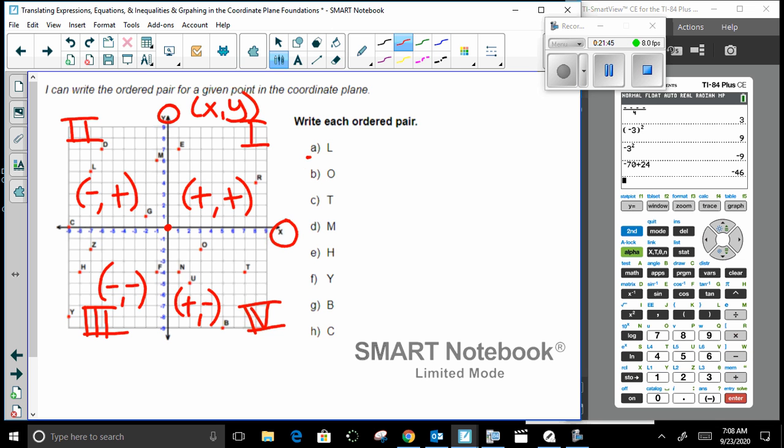Write each ordered pair. So L. Where's L? L is over here. So if I start at the origin, I do my horizontal axis first, my x first. So I have to go left 1, 2, 3, 4, 7. So negative 7. And then I have to go up. When I go up on the y, that's positive 1, 2, 3, 4, 5. So negative 7, 5.